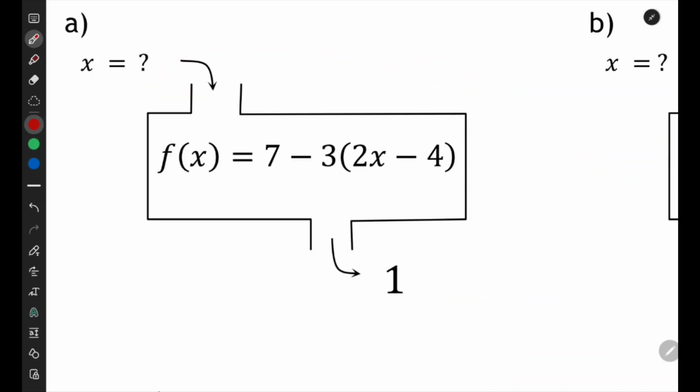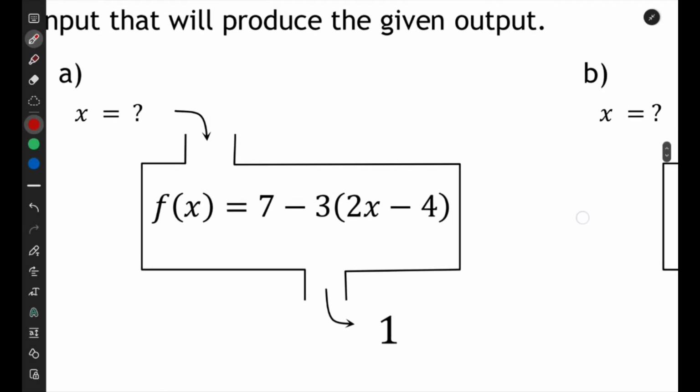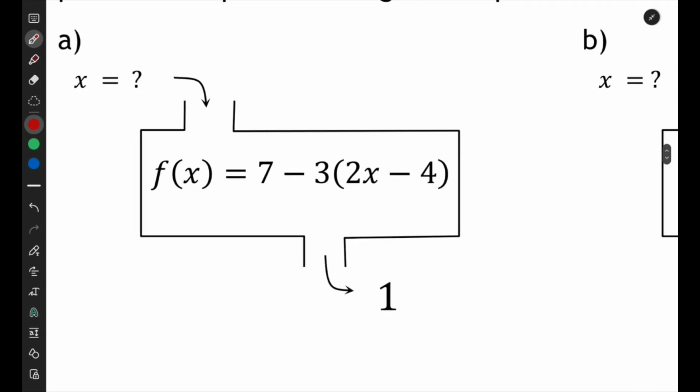For question 3, we are given two functions in which we're told what the output is, and we're asked what is the input that would produce that output. So we're asked to figure out what x value is going in to produce, in this case, an output of 1. And what I like to do is just take the definition of the function, which is 7 minus 3 times the quantity of 2x minus 4, and set that definition of the function equal to our desired output, which is 1. And then just solve for x.